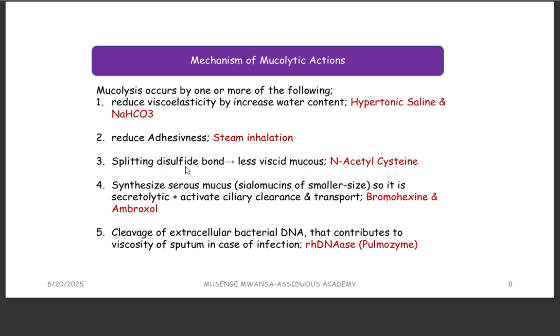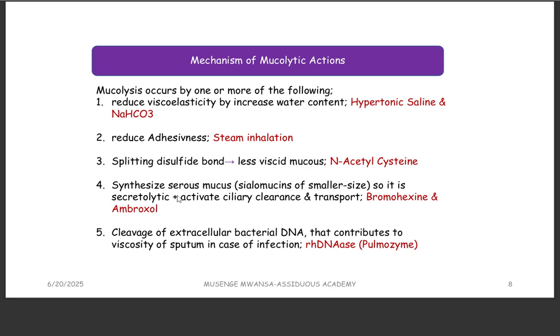Also, splitting disulfide bonds so that the mucus becomes less viscous. Viscosity is that thickness that fluids have so that they fail to flow. So when you get to split these disulfide bonds, you make this fluid able to flow. An example is N-acetylcysteine. That's the way it works.